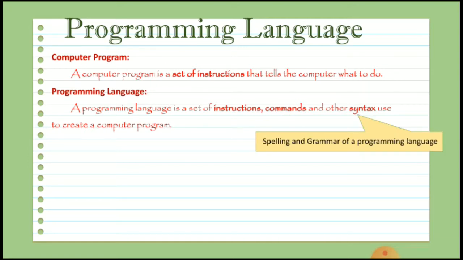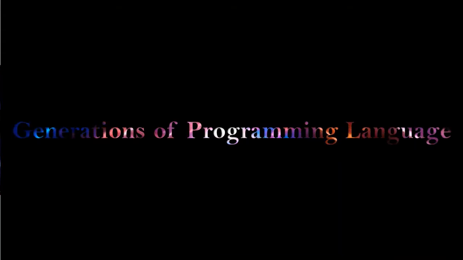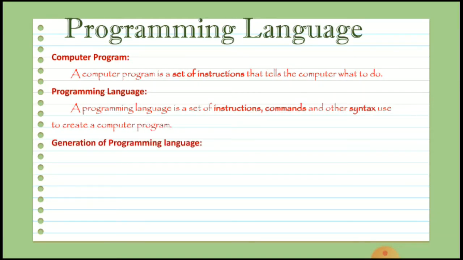And syntax means the spelling and grammar of a programming language. Just like the English language, a programming language has rules for spelling and grammar. So basically, programming language is used to create a computer program. So now we will see generation of programming language.